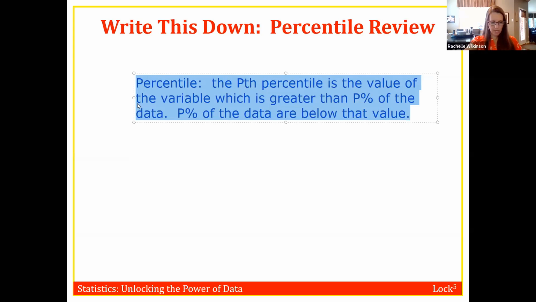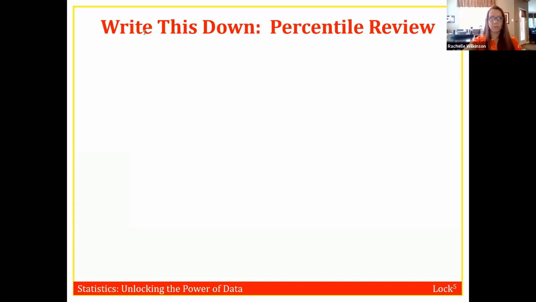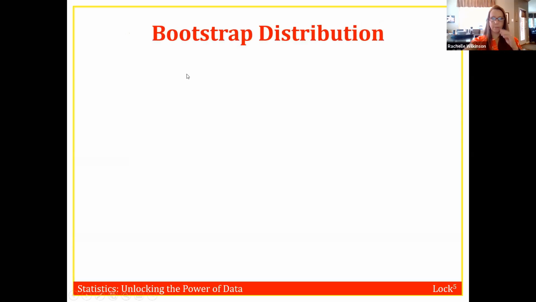So keeping that in mind, I have a little graphic here. Whoops. To help us understand what we're doing when we're doing the percentile method. If I can get my slide to change, it doesn't want to. There we go.